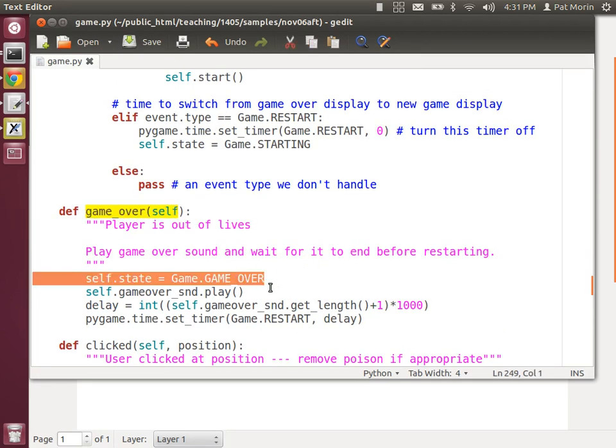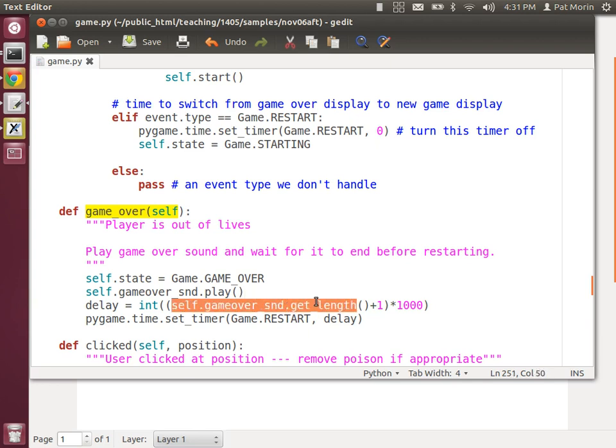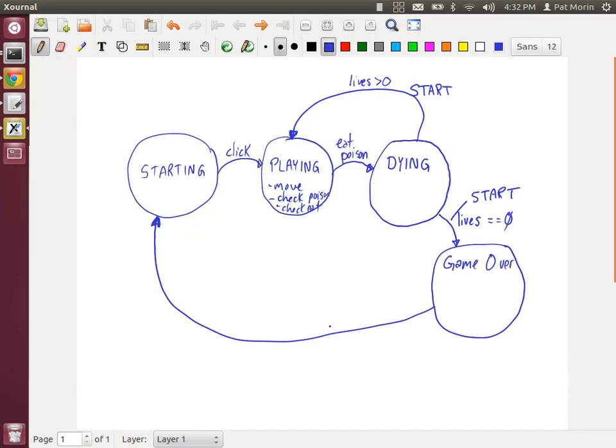If we make it into the game over state, so if we call game over, we set the state to game over, we play the game over sound, and again we set a timer. This one sends us a restart event, and again the length of the timer is long enough to play the sound plus 1 second. And so this last transition from game over back to waiting for the user to start is actually triggered by a restart event.